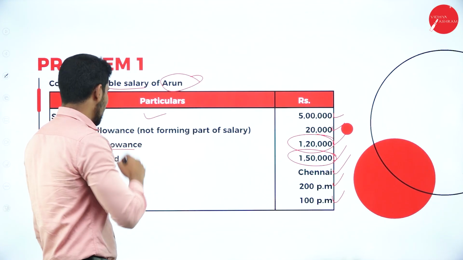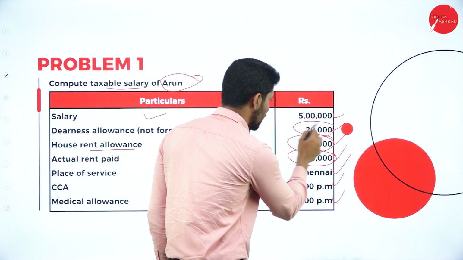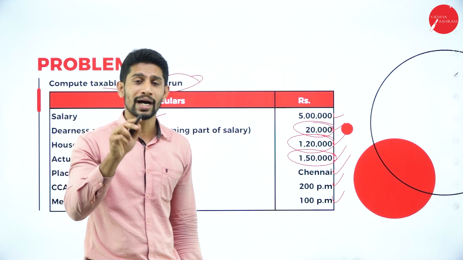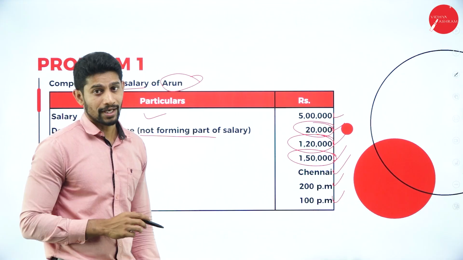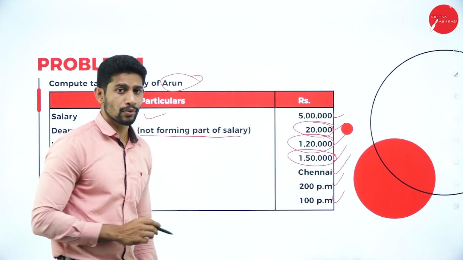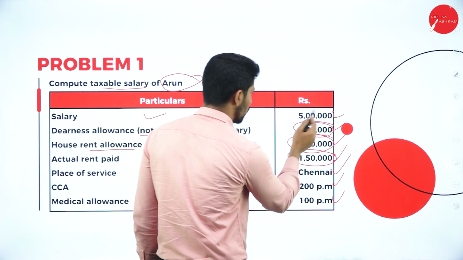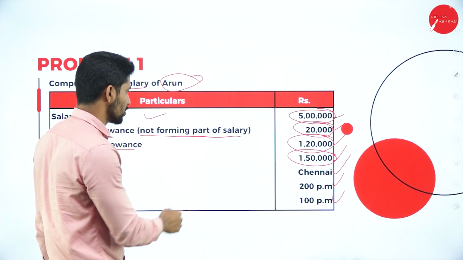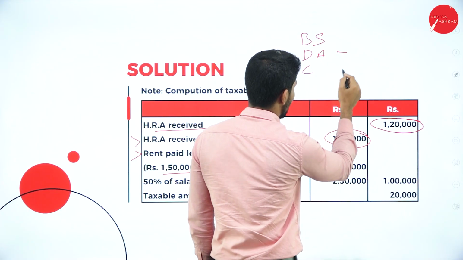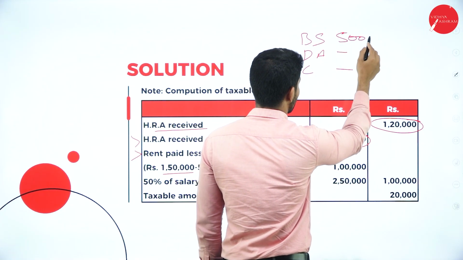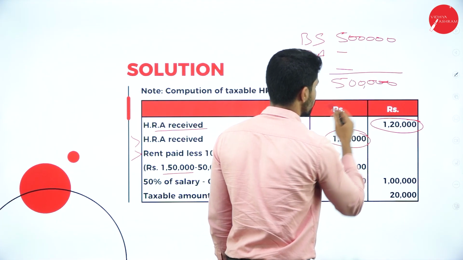Here you can see the basic salary is given, DA is given, and commission is not given. DA is given, but it is not mentioned that DA is part of retirement benefit. Here you can see DA is not forming part of salary. If this is written, then you are not supposed to take this DA for HRA for salary purpose. So now we will be taking only this 5 lakh rupees, not the 20,000 rupees. So DA is nil and commission is also nil. Basic salary is 5 lakh. So now what is the total? 5 lakh. So this 5 lakh is salary for computation of HRA.